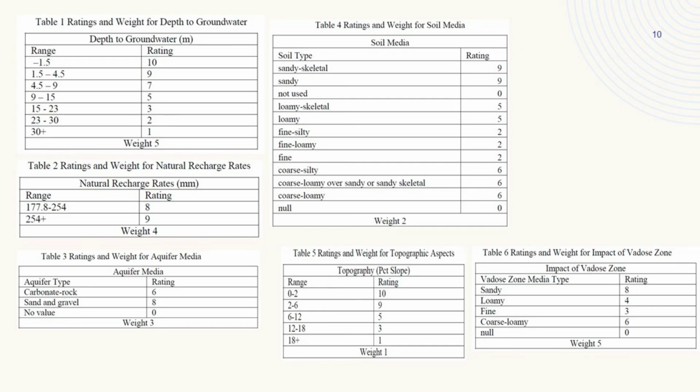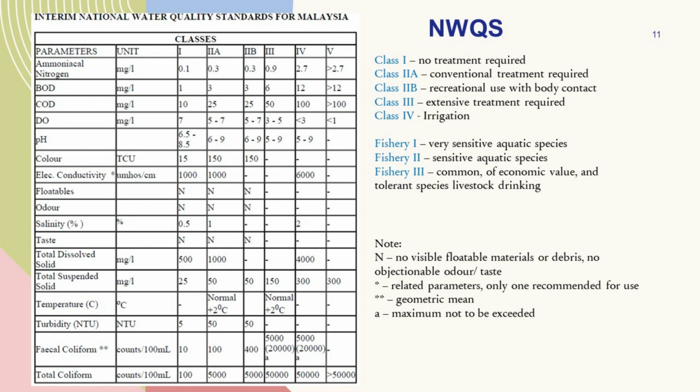Here is the rating value for each of the DRASTIC elements. This is the standard used in Malaysia for the National Water Quality Standard. Based on the National Water Quality Standard and Water Quality Index, the Department of Environment (DOE) has classified water into a few classes such as class 1, 2, 3, 4, and 5. To measure the quality of water and detect water pollution, it is one of the indicators that can be used, as shown in the table.